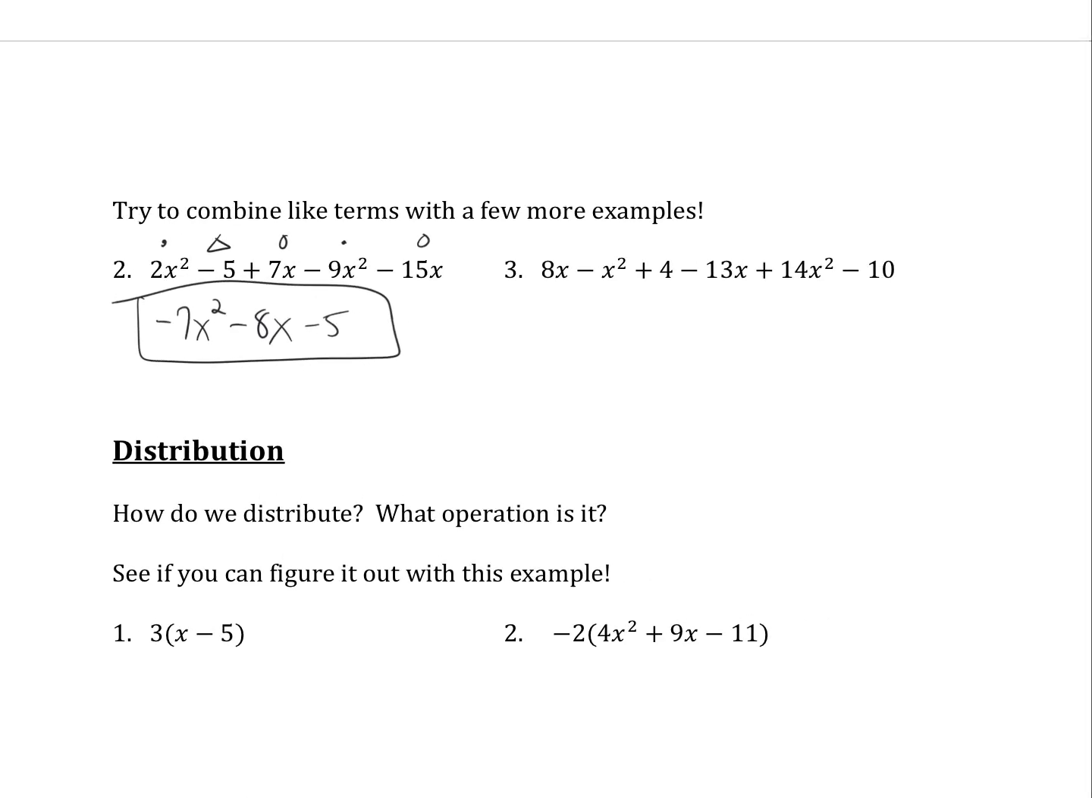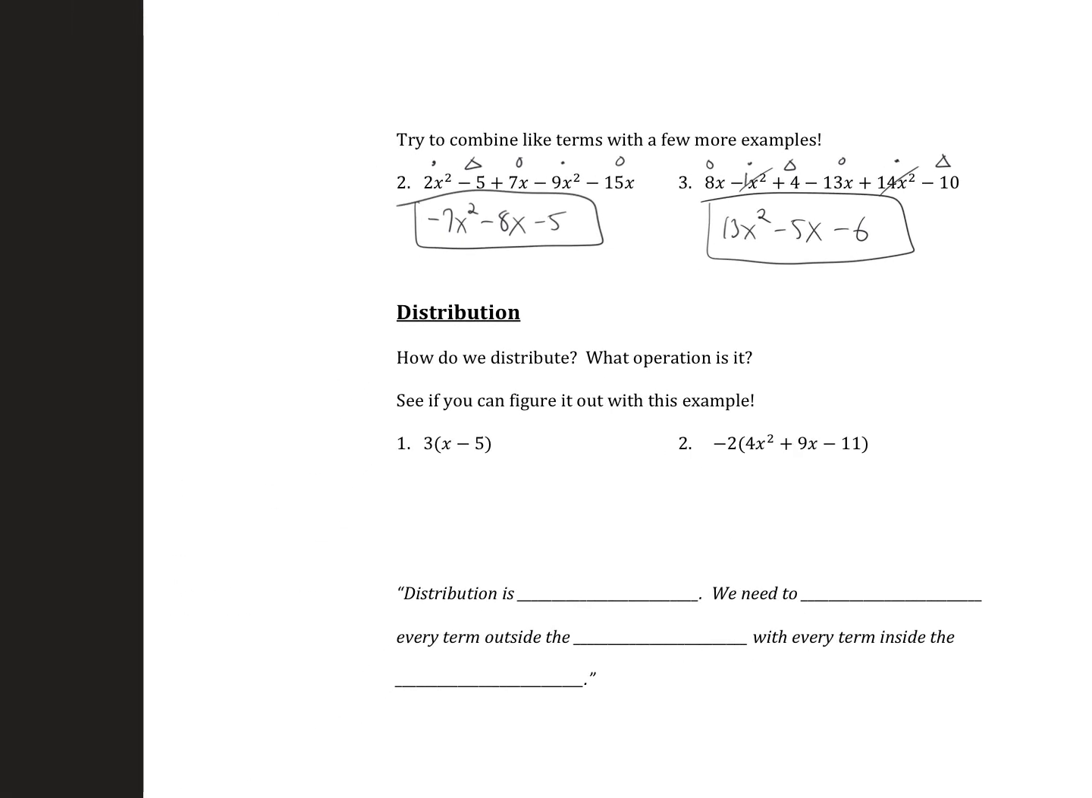How about number 3? Biggest exponent I see is x squared. We got x and x. We got constant and constant. Okay, so we got negative 1x squared plus 14x squared is going to be 13x squared. We got 8x minus 13x is negative 5x. We got 4 minus 10 is going to be negative 6. All right, very cool.